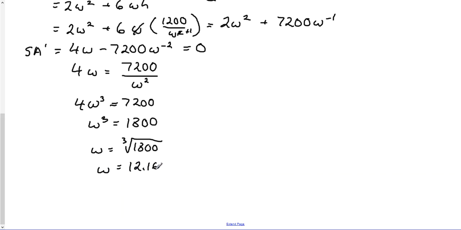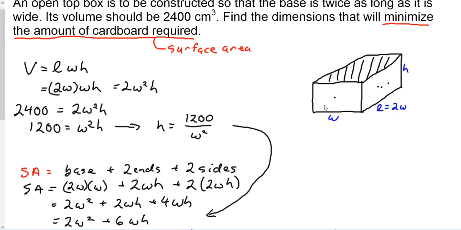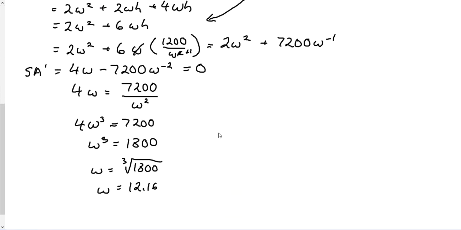So that is going to be the width that is going to optimize the surface area, or make the surface area as small as possible. Now let's go back up to the top here and figure out what we need to actually answer this question. They ask us here to find the dimensions. So we've got one of our dimensions. Like when they say find the dimensions, they mean find the length, width, and height in this case. So we've got the width, we need the length and the height.